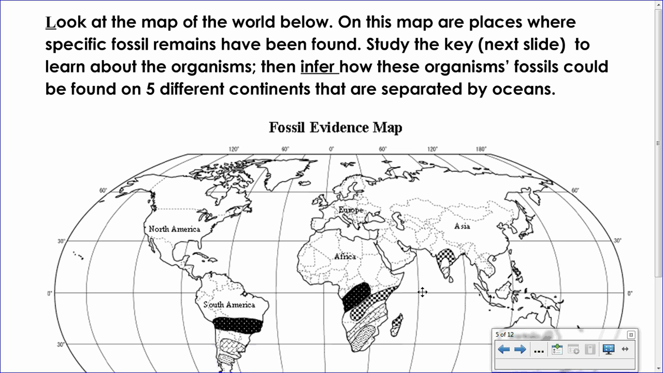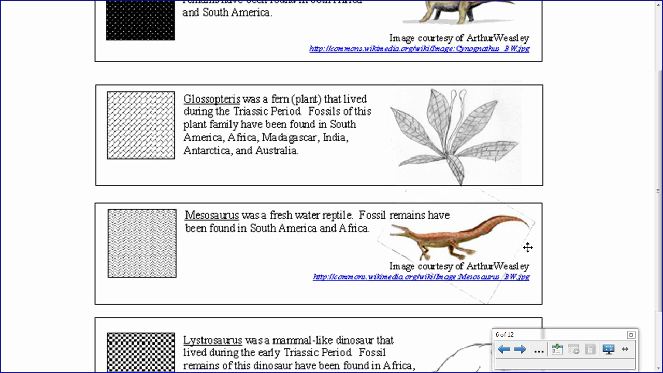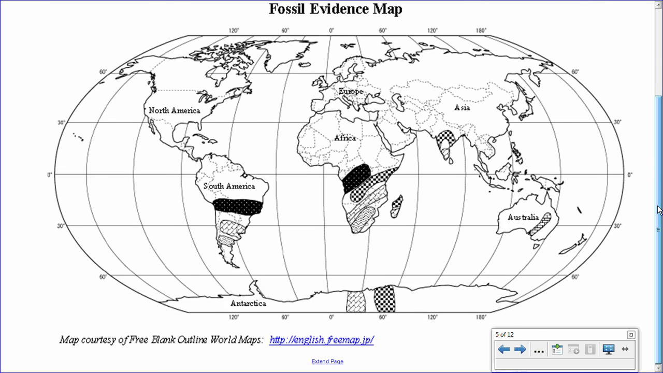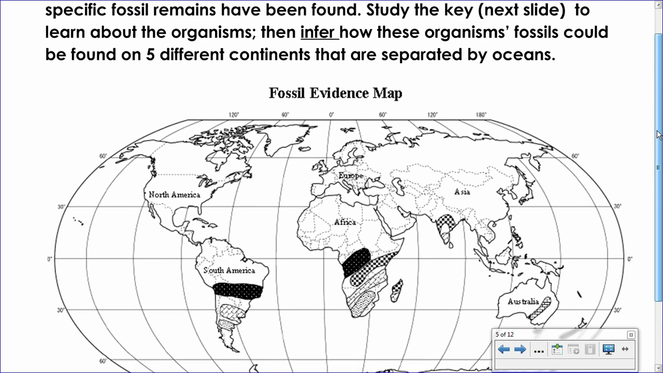Interesting. So you're going to look at all the different fossils found on the key. Read all about all the different ones. Make sure you read about them too. Don't just look at the pictures. And then you're going to infer how these organisms, fossils, could be found on 5 different continents that are separated by oceans. Make a statement about what you think must have happened.